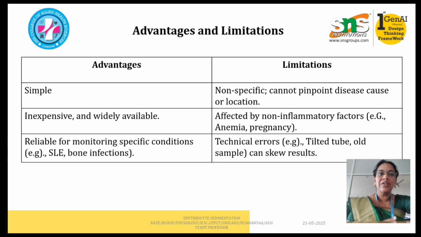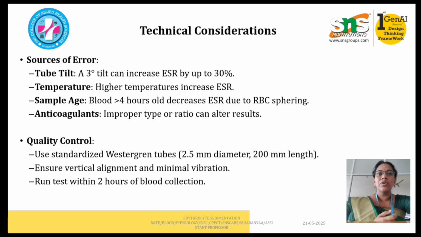It can be affected by non-inflammatory factors also, such as anemia. And there can be a technical error, either the tube can get tilted or it can be disturbed. So we want to have some technical considerations for this test. You want to keep the tube vertical, not tilted, and maintain a proper temperature. You want to consider sample age. The blood sample should not be more than 4 hours old after being drawn from the patient, and it should be properly anticoagulated. Without anticoagulation, it can also form rouleaux.